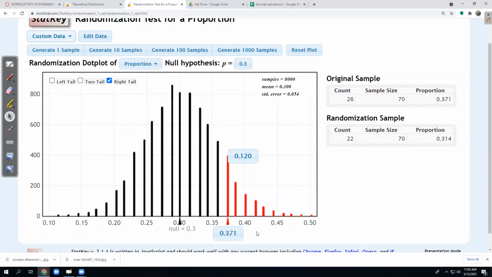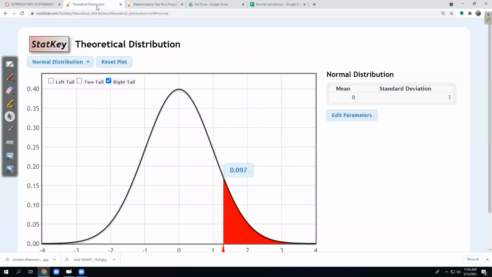So there's going to be some variation between the randomization hypothesis test and the theoretical hypothesis test that we're running here, but they should be in the ballpark of each other. They're around 10%. That's close enough for what we're doing.